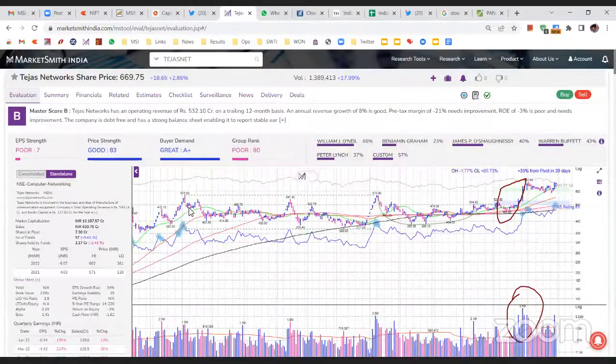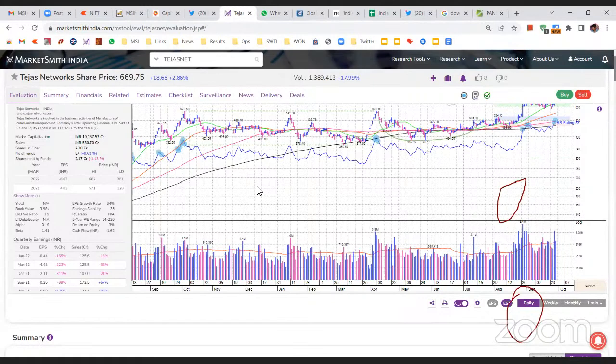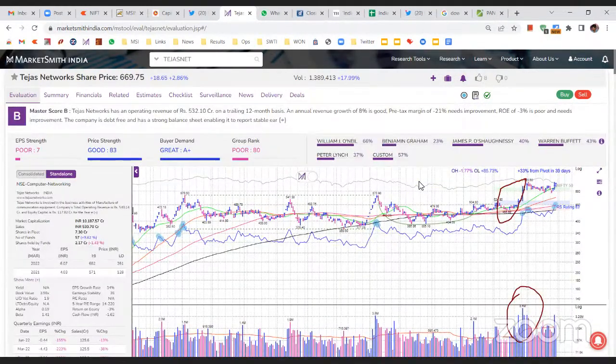Coming to one major pointer, that is EPS strength being poor. EPS strength is just 7. That is majorly because of declining sales. The company has reported sales deteriorating consecutively for the last 3 quarters, and on the EPS front it has also reported negative EPS, that is losses. That is also a major reason for this EPS number being in the lower category.